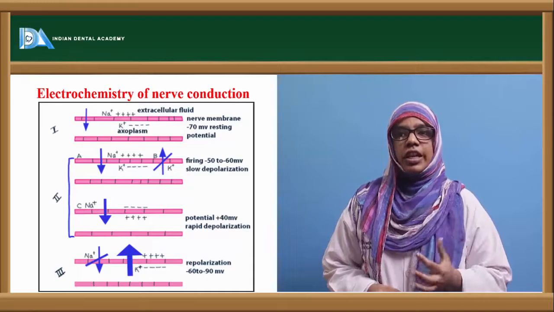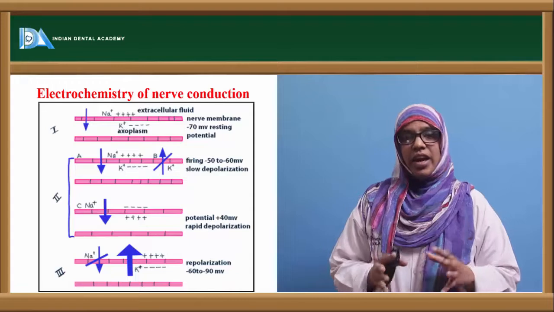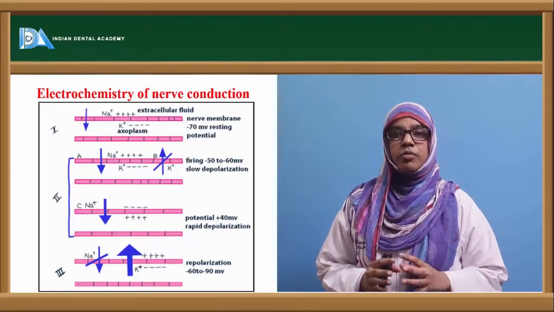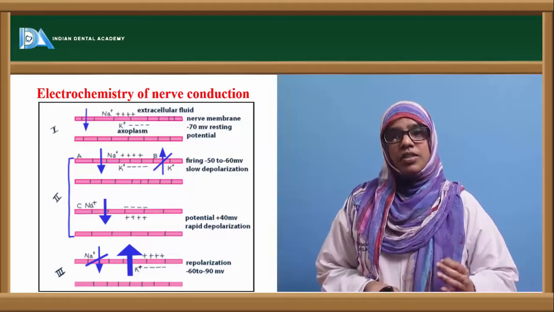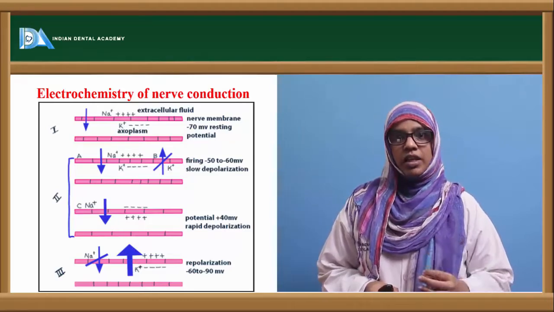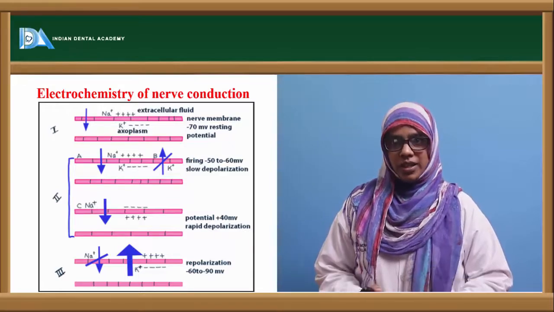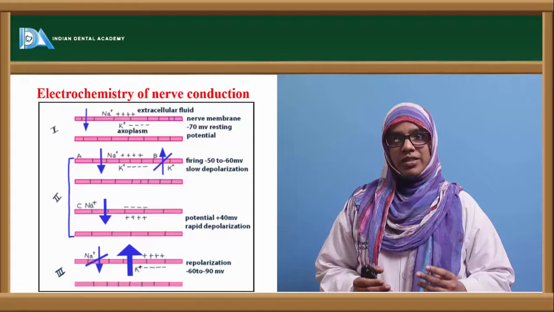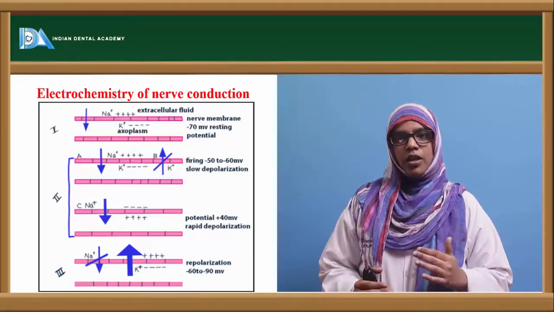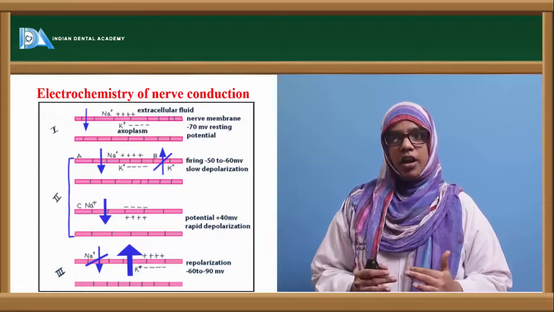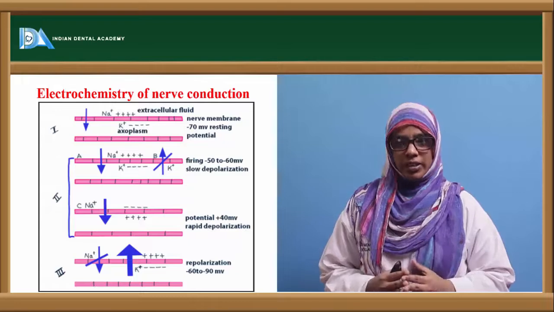Let's move on to the electrochemistry that occurs in nerve conduction. At the resting state, the resting membrane potential is negative, that is minus 70 millivolt. Now this negative membrane potential is maintained because of three things: the sodium ion, which is present outside the cell, the potassium ion present inside the cell, and the chloride ion, which is present inside the cell. These ions are maintained by their electrochemical balance.